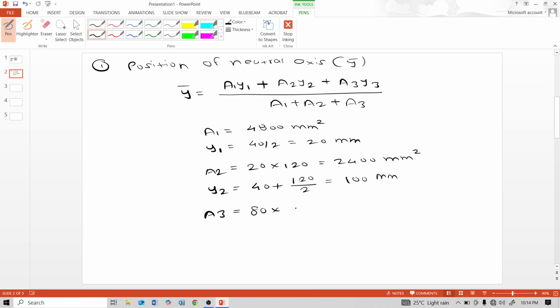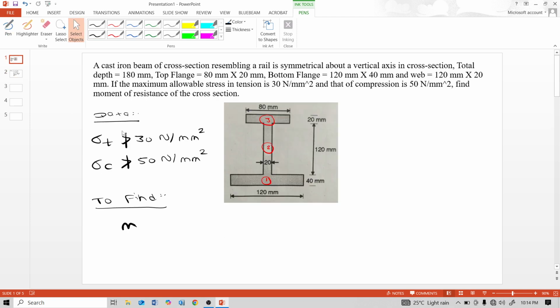80 multiplied by 20, 1600 mm square. And Y3 is the position of the neutral axis for that top flange from the bottom fiber. Observe, we consider the neutral axis distance from this bottom fiber for 1 also, for 2 also, and for 3 also.